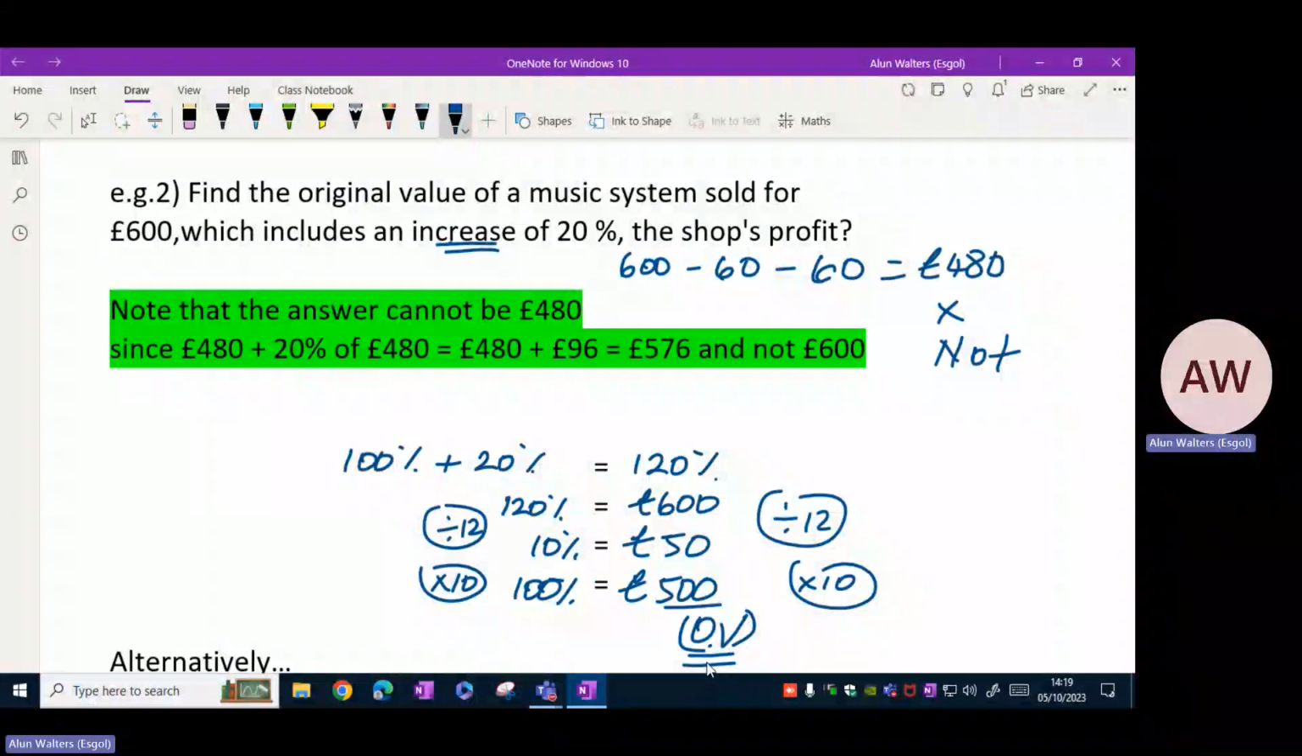I could do a check on that now and say 500 plus 20%, and obviously 10% of 500 is 50, 20% is 100. So 500 plus 100 takes you up to the new price for the music system, which is £600. So I'm happy with that answer.